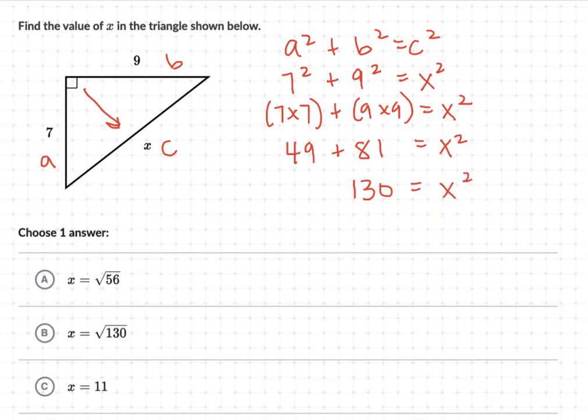Equals x squared. Remember the opposite of squaring something is square rooting it. So then your answer is the square root of 130.